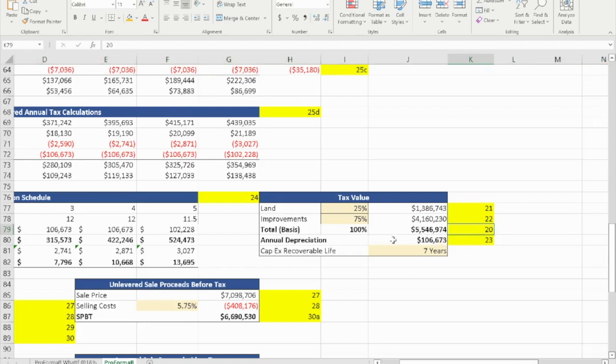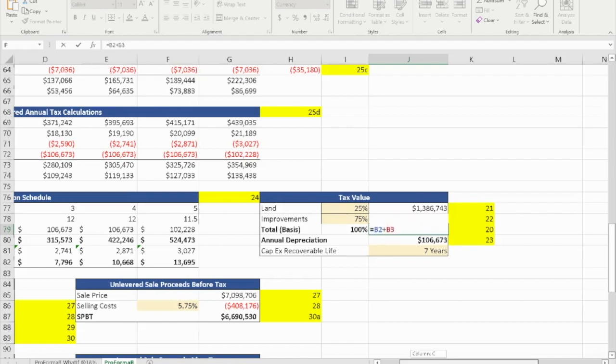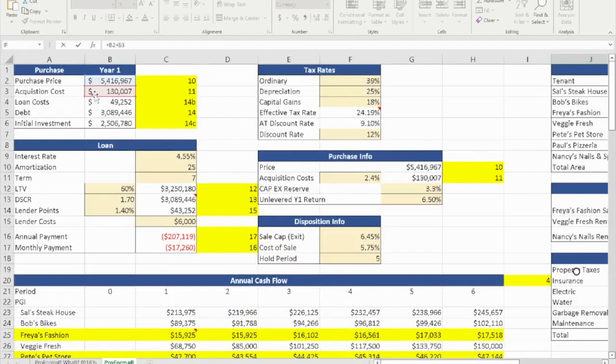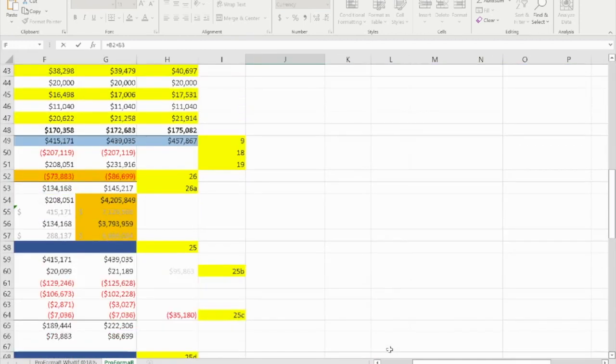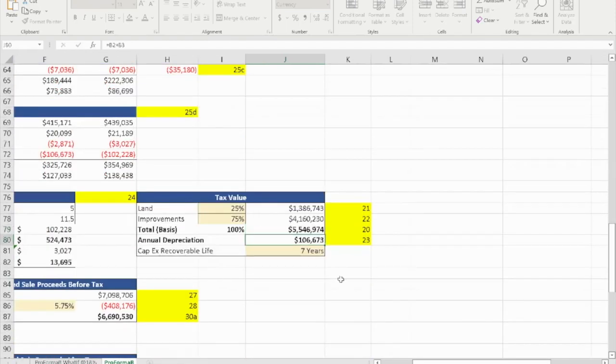You have to calculate the total annual basis for this property. To calculate that, you simply need to add the purchase price and the acquisition cost. I'm referencing here cells B2 and B3, which are the purchase price and the acquisition cost. This would give you the total basis for this property, and that would be $5.5 million.